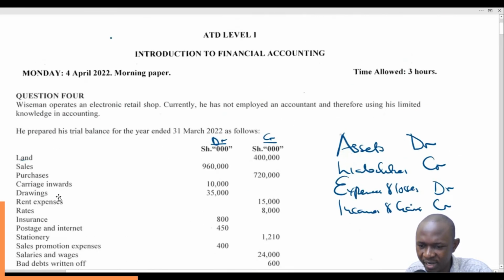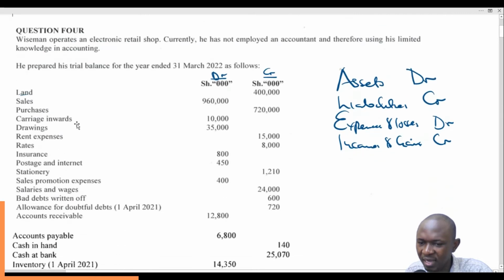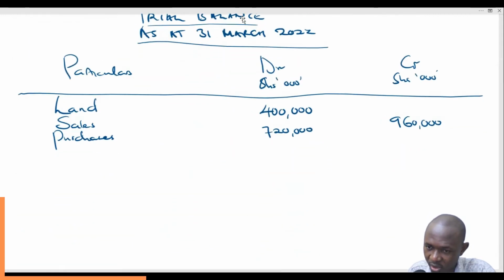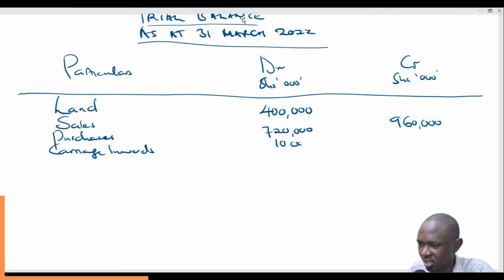Then the carriage inwards. Carriage inwards are the costs that are associated with the purchases. When we buy goods for the organization, there are some costs associated with transporting those goods from the supplier to our premises. That is what we call carriage inwards. It's basically a cost. So this will appear on the debit side. Carriage inwards 10,000 on the debit side.